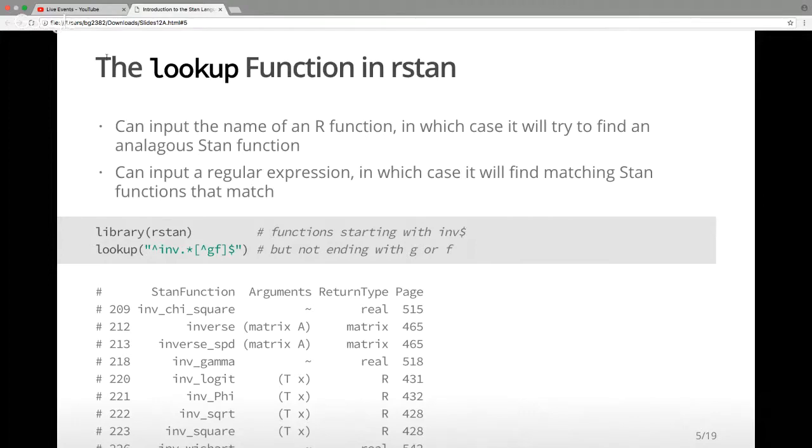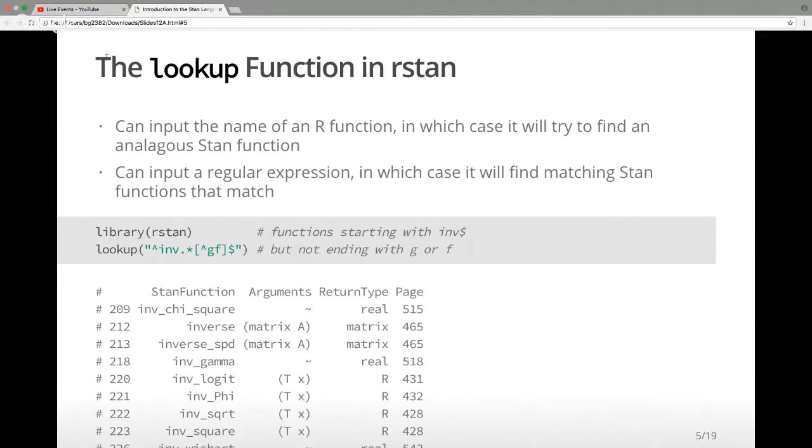So this is basically just a digitization of the index in the Stan user manual, which is a very good, albeit 600-page user manual, but it can be a lot faster to look up things through the lookup function than to look them up in the index.